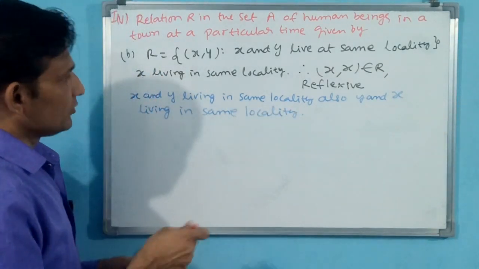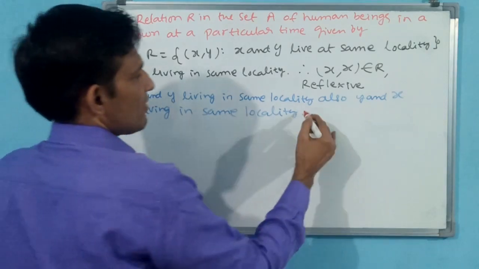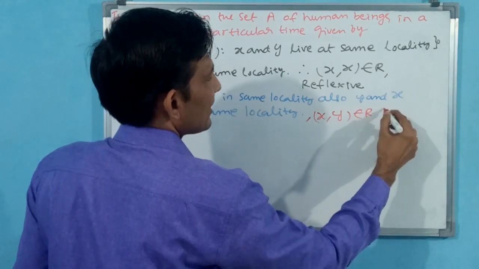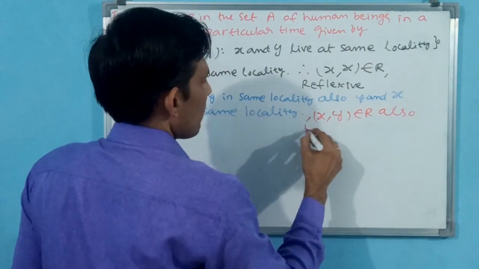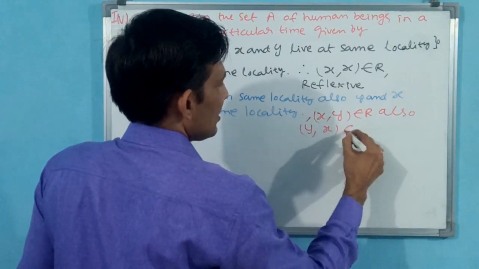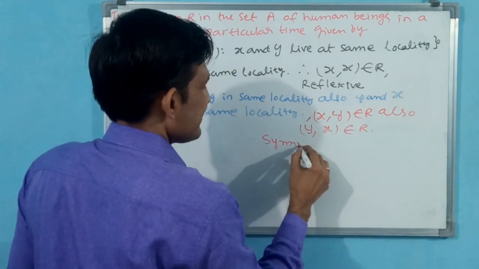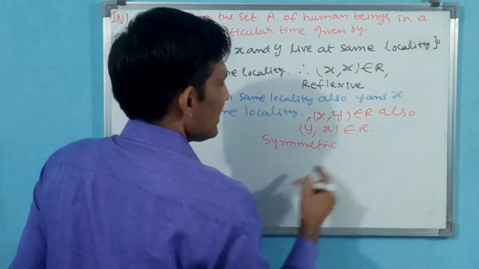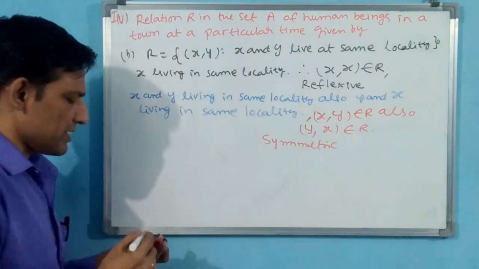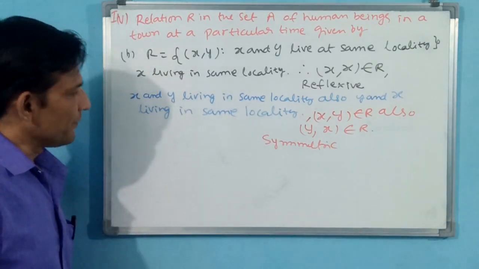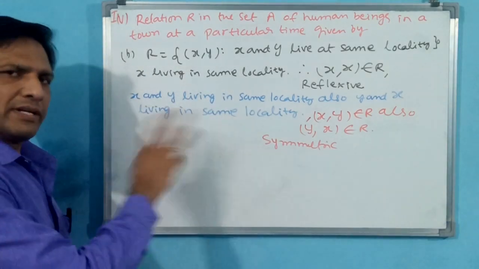Okay, Y and X are also living in the same locality. Then what you have to write? X comma Y belongs to R, also Y comma X belongs to R. Then you write symmetric. This is the symmetric relation. Like that you have to write. You write this is symmetric relation. Both are living at the same locality.